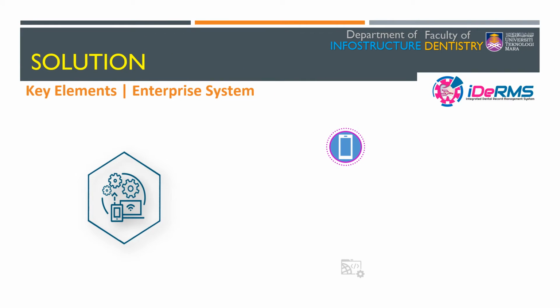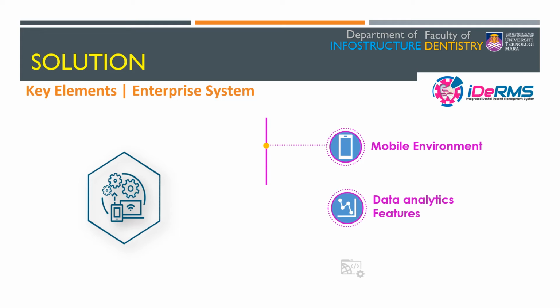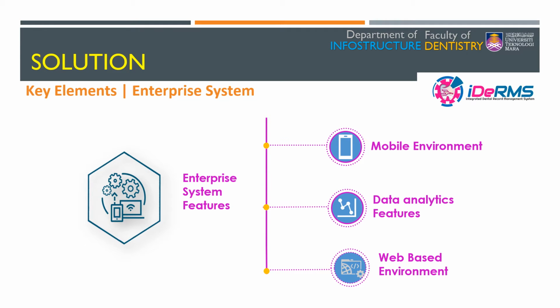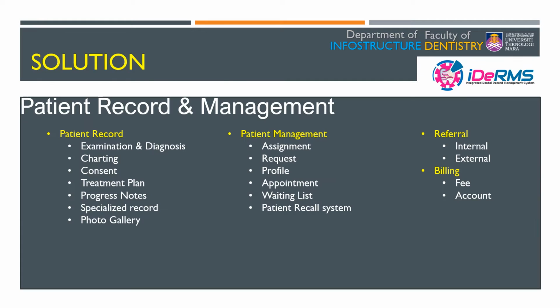To summarize the key elements of the enterprise system that we mentioned before: mobile environment, data analytics features, and web-based environment. These are examples of the features contained in the web-based system. We have patient record, patient management, referral, billings, and we have sub-menus underneath all the features.